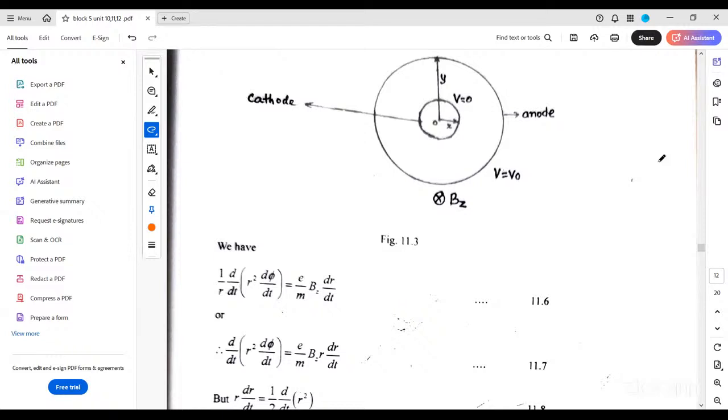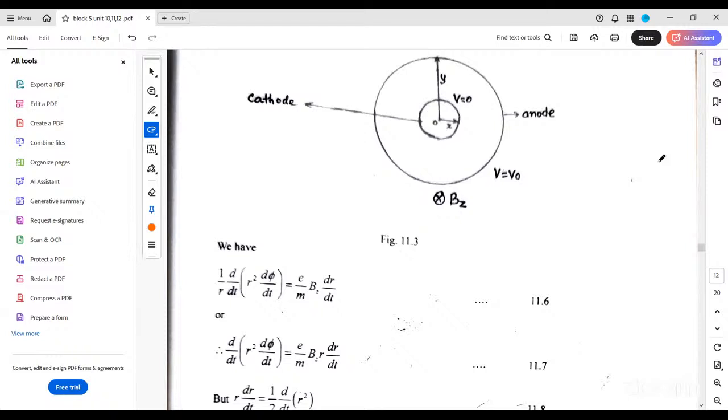From 11.6, where did you get the 11.6 equation? From 11.3. What is the 11.3 equation? 1 by R d by dt of R square times d phi by dt equals E by M Bz dr by dt. Here I am taking E phi and Br as 0.